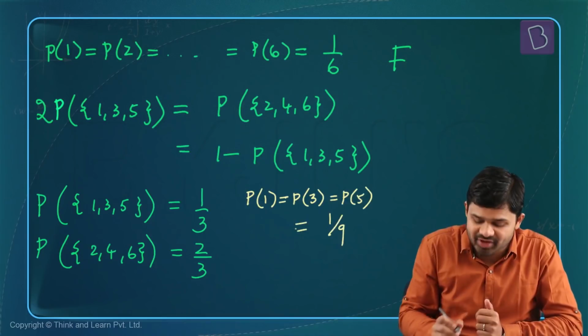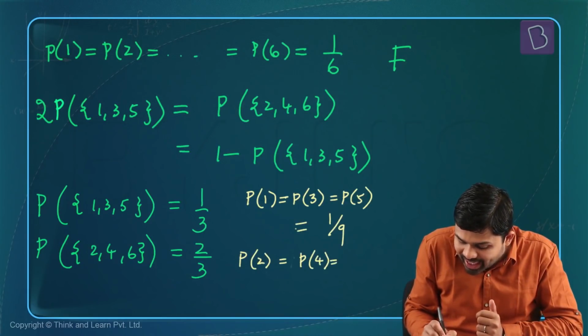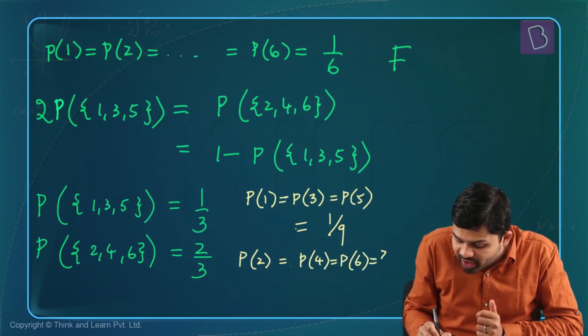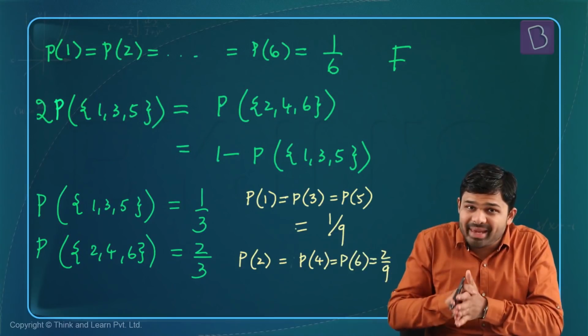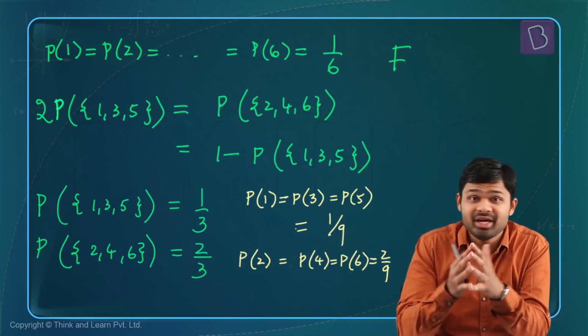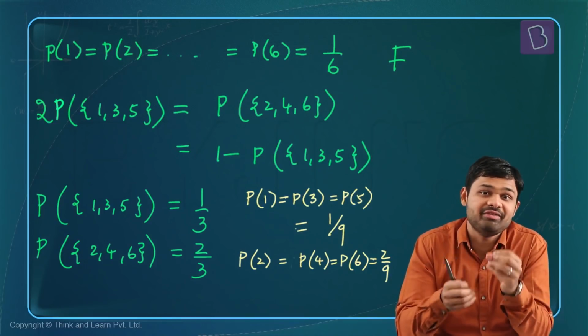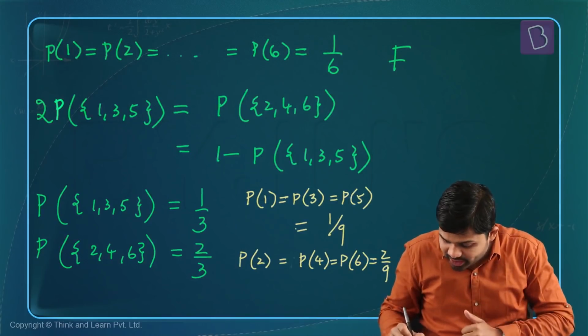Similar assumption for the even numbers gives me the probability of getting any of the even numbers as 2/9. So this is very crucial. If you don't make this assumption, there's no way this question can be solved, because it's a biased die. There is no way to say whether each of the even numbers or the odd numbers are equally likely, right? So we have found this.